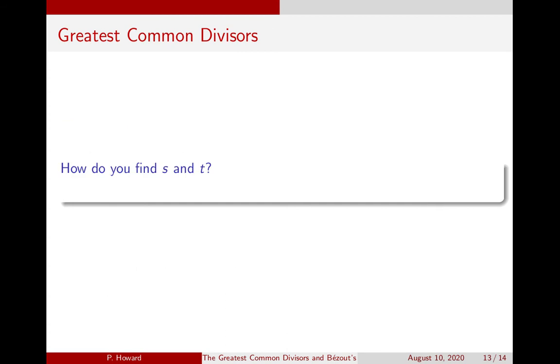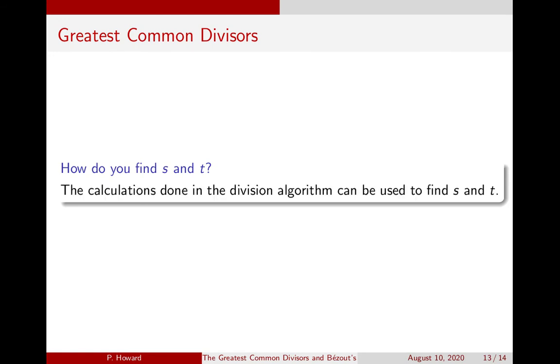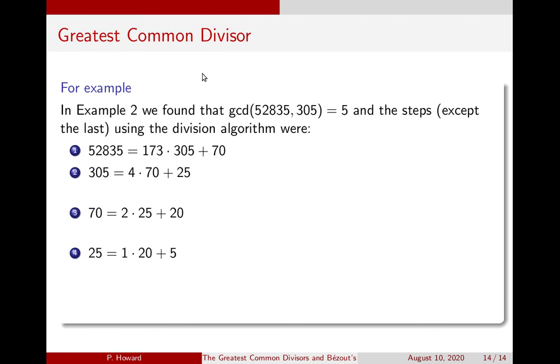And now, how do you find s and t? As it turns out, the calculations that we did in the division algorithm, finding the greatest common divisor, can be used to find s and t. So this is a fairly quick procedure even for very large numbers. And we are going to see how it works by looking at this example.